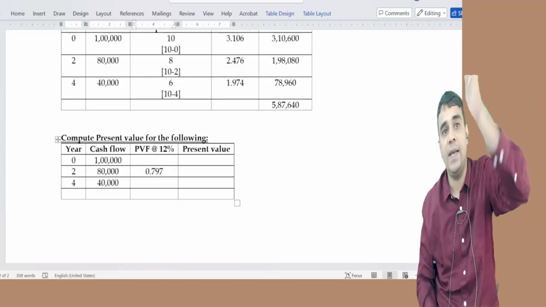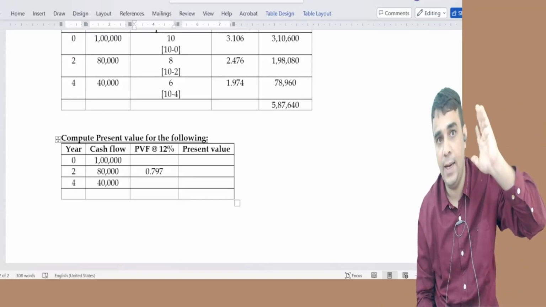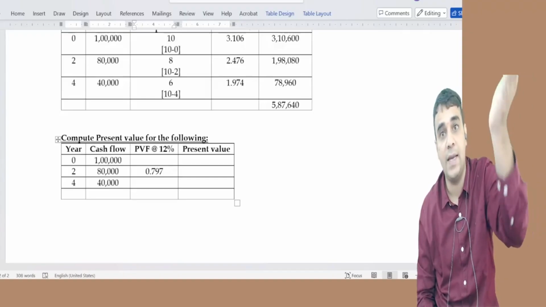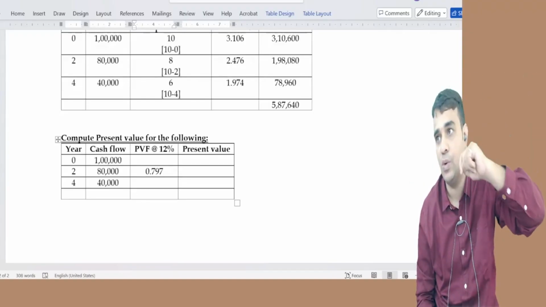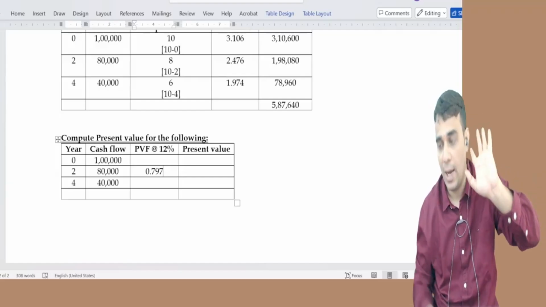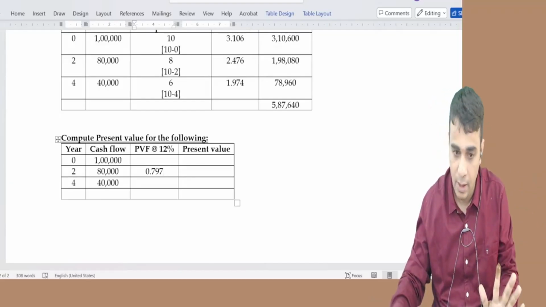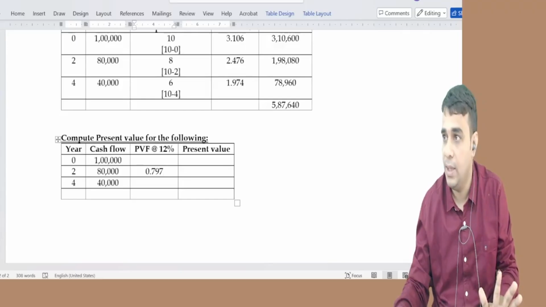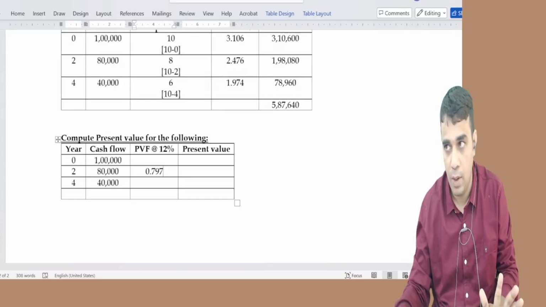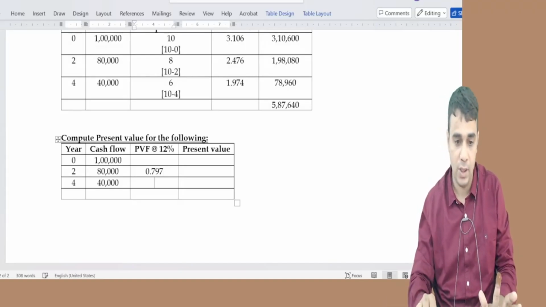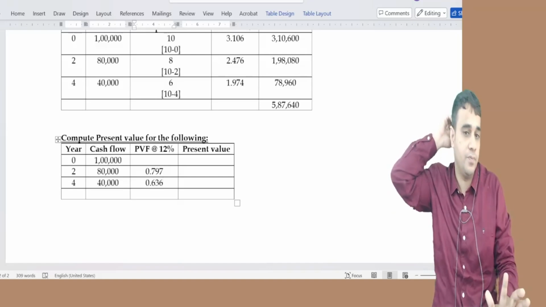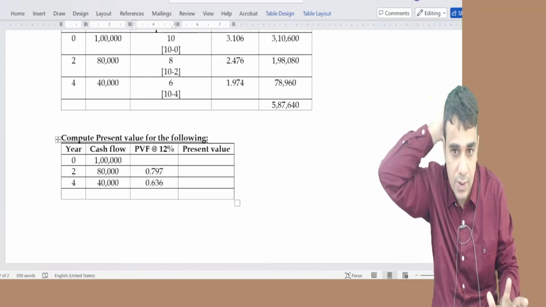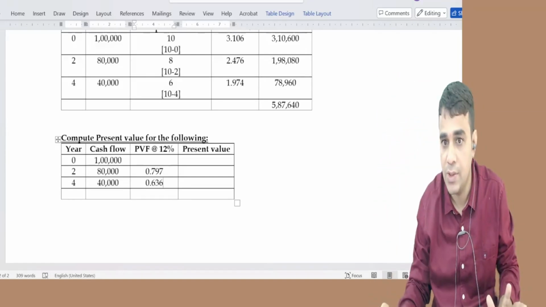Second year, write the value 0.797. Second year you are bringing it to today. That was second year to the 10th year, so I did 8 years calculation. This is second to 0. I'll repeat. 1 divided by 1.12 equal to first year, equal to second year, equal to third year, equal to fourth year. Fourth year is 0.636.